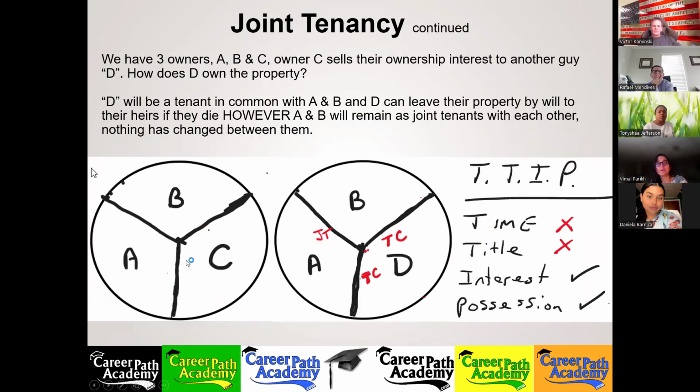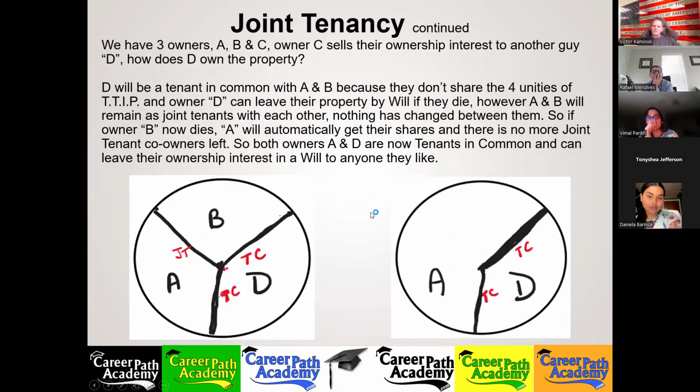How about this scenario? You have owners A, B, and C. Nobody dies, but owner C sells their interest to this new guy, D. But D did not get their ownership at the same time or using the same deed. So owner D is a tenant in common with A and B. However, A and B still remain as joint tenants with each other. So if B dies now, A gets all their interest. And now there's no more joint tenancy. They're both tenants in common now. Now either one of them can leave their ownership shares in a will to their heirs.